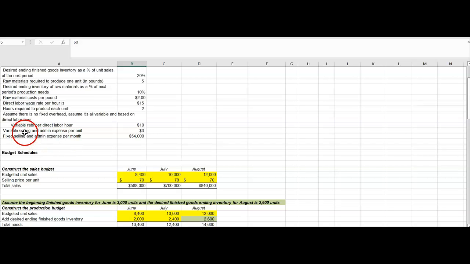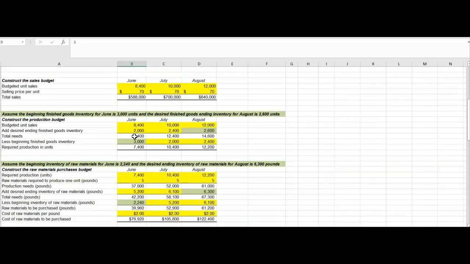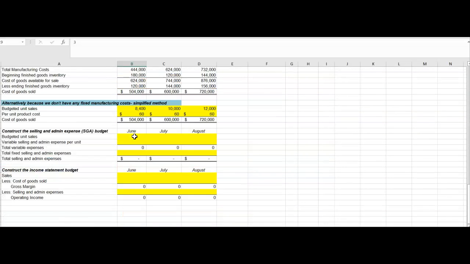and it's going to tell us that our variable, remember selling and admin can have both a variable and a fixed component, that our variable selling and admin is $3 per unit sold, and our fixed is going to be $54,000 per month. So how many units, budgeted unit sales, how many units are we going to sell? Fill that in again.